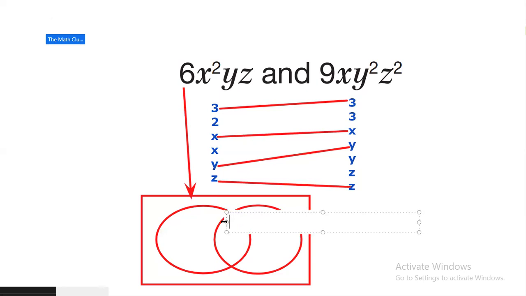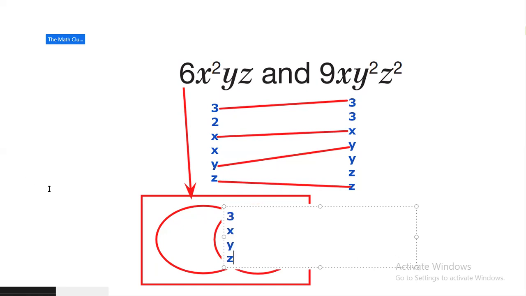3, x, y, z. Focus on the questions because this question is similar to something else in which they will ask you to factorize. Factorizing is the same idea, but the answer will not be the same as HCF LCM, okay? So here, as we said, we just write the ones in common. Let's make them smaller so we can see.